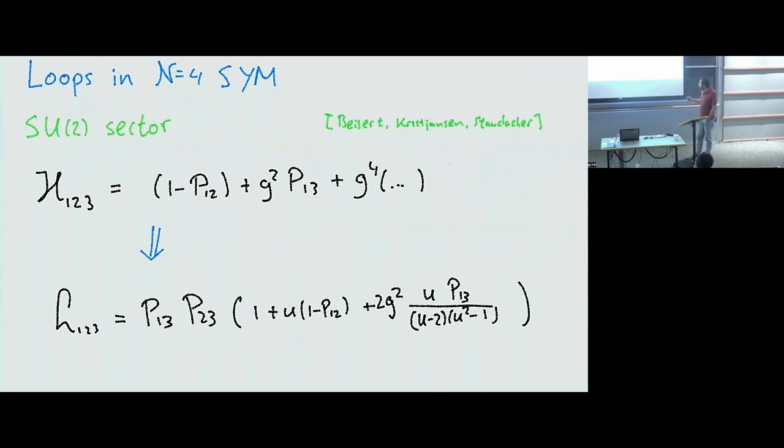Okay. So what we found after doing our machinery is that there is actually a very elegant Lax operator that corresponds to this Hamiltonian. So like I said, the Lax operator now has auxiliary space 1, 2 here, so that's bigger. It has a permutation part, 1 plus u times 1 minus P12, which is just the leading order Hamiltonian part. And then the next part is just the P13 here, times a quite simple rational function in u.